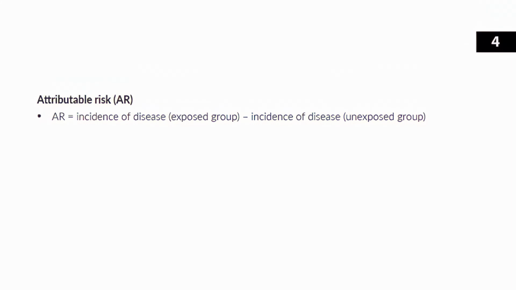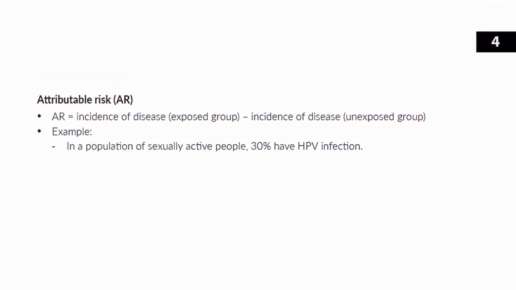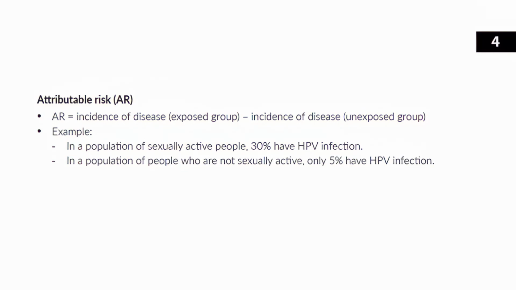For example, in a group of sexually active people, 30% have an HPV infection. In a population of people who are not sexually active, only 5% have HPV infection. Therefore, the attributable risk of sexual activity to HPV is 25%. This is an example of how you would have to calculate attributable risk on step 1. It's certainly not difficult as long as you know the concepts and remember the equations.